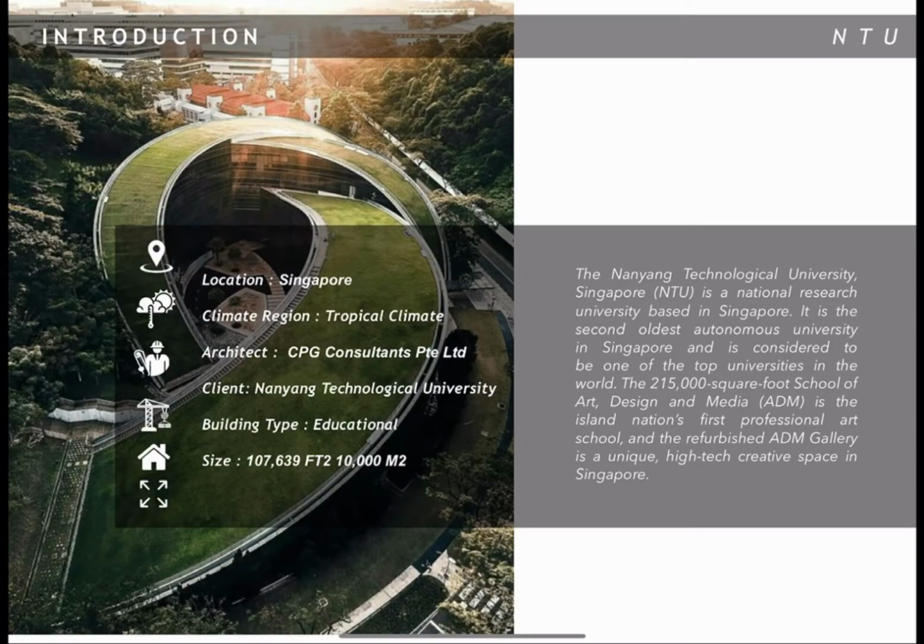So I'll start with introducing Nanyang Technological University, located at 50 Nanyang Avenue in Singapore with a tropical climate. The university is a national research university based in Singapore. It is the second oldest autonomous university in Singapore and considered to be one of the top universities in the world. The building promotes passive design strategies that are directly attached to the building and cover the majority of the building.